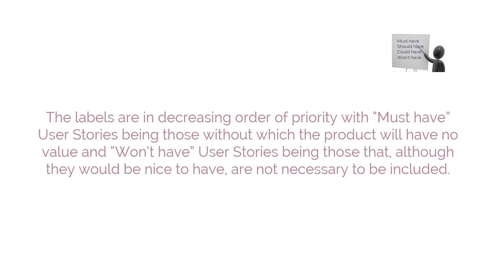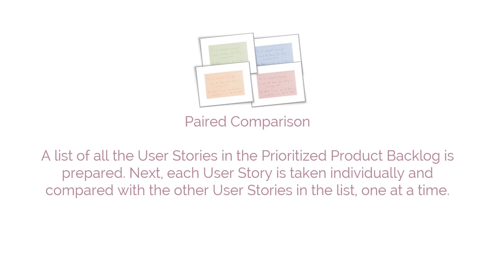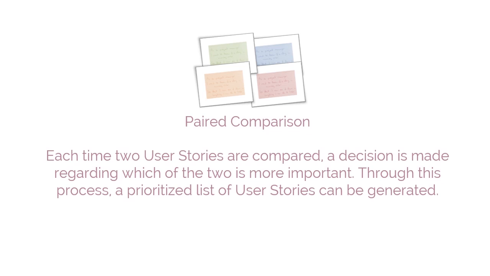Paired comparison. In this technique, a list of all the user stories in the prioritized product backlog is prepared. Next, each user story is taken individually and compared with the other user stories in the list, one at a time. Each time 2 user stories are compared, a decision is made regarding which of the 2 is more important. Through this process, a prioritized list of user stories can be generated.